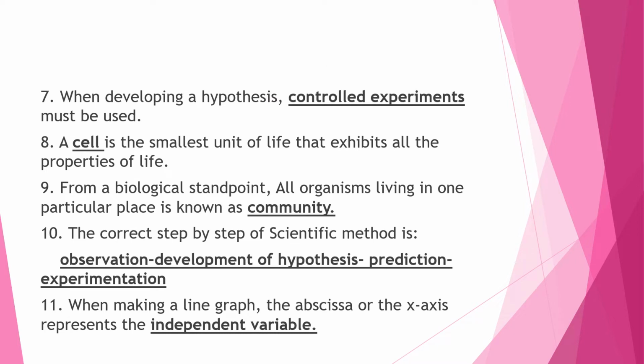Next, number 7. When developing a hypothesis, controlled experiments must be used. So when you develop a hypothesis, just know that controlled experiments must be used. Okay, next, number 8 is about the cell. A cell is the smallest unit of life that exhibits all the properties of life. So again, a cell is the smallest unit of life that exhibits all the properties of life.